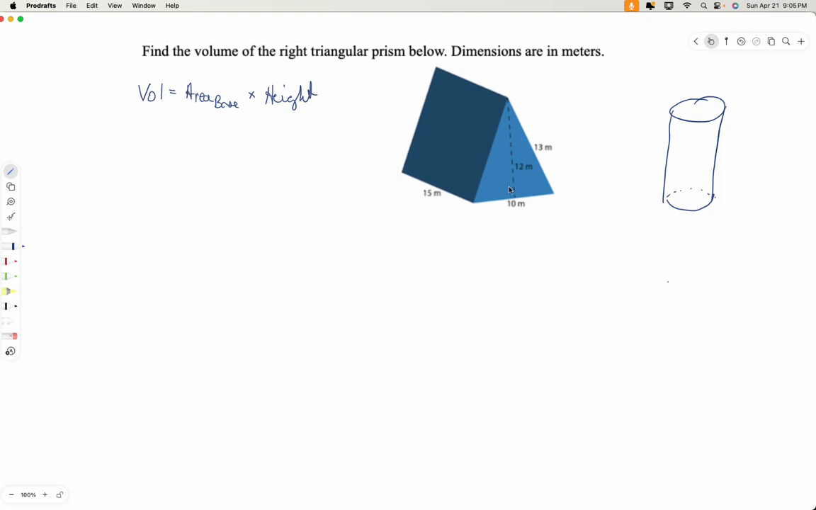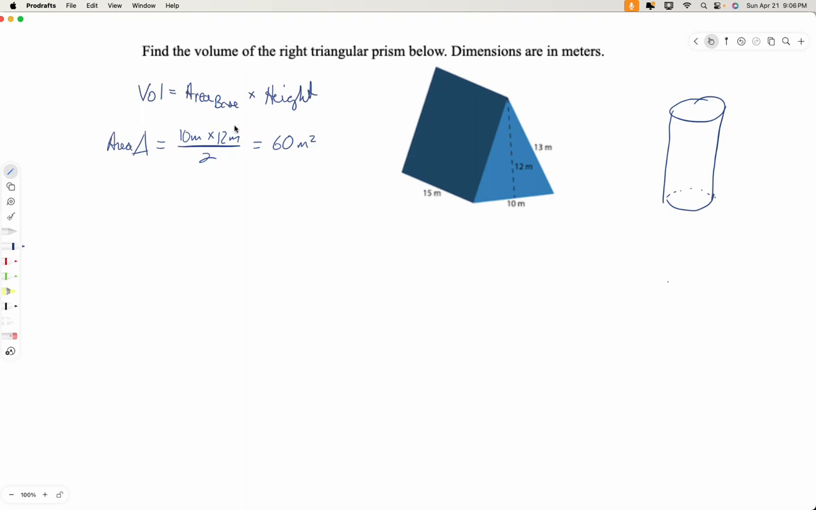All right, I'm assuming you get that. So we take the area of the base, and it's a triangle. We find the area of a triangle, which we know is base times height divided by 2. The base is 10 and the height is 12. So we say 10 meters times 12 meters, and we divide that by 2. That's 120 meters squared divided by 2 to be 60 meters squared.